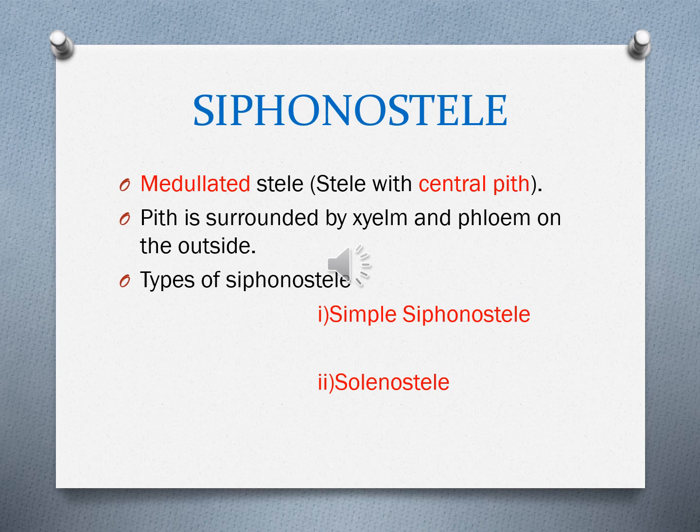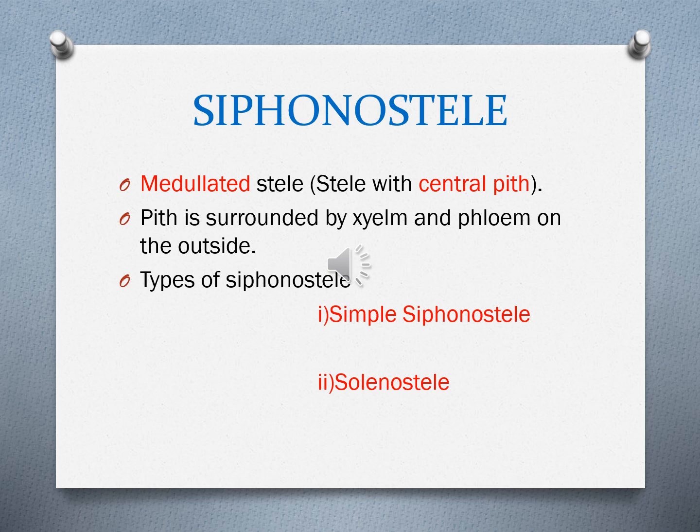Okay, we have been discussing 5 different types of protostele: haplostele, actinostele, plectostele, mixed protostele and polystele. What is a protostele? Protostele is nothing but a central core of xylem surrounded by phloem. How does protostele differ from siphonostele? Siphonostele has a central pith, or it is known as medullated stele. The stele with central pith.